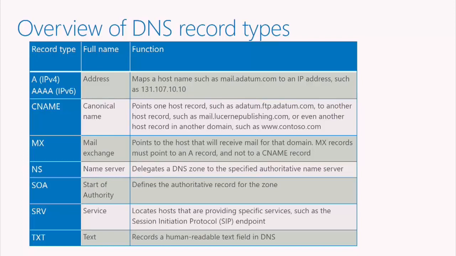We have start of authority records, service records that are used by many services like, for example, Exchange, Active Directory, and so on. And then finally, text records, which have various uses in DNS, everything from storing random config information to proving you own a particular zone for the purpose of validation. These are the types of records that Azure DNS supports.